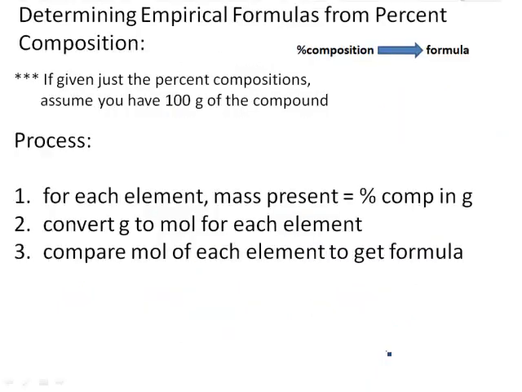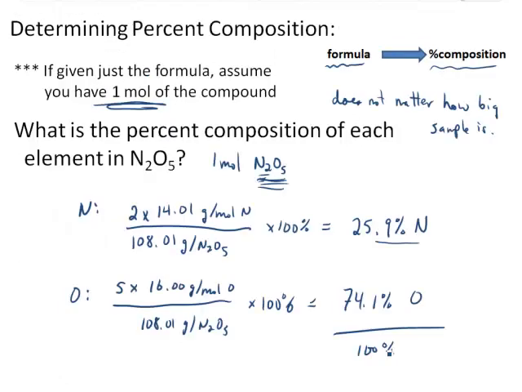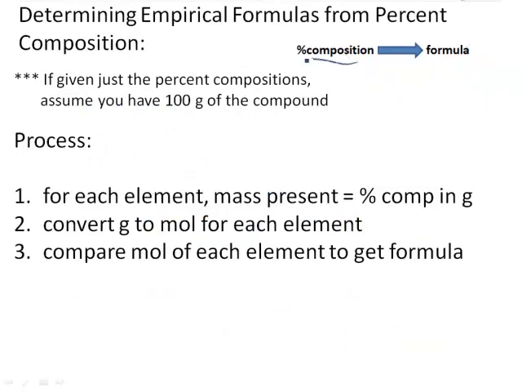Okay, now what we're going to do is go in the opposite direction. In the one we just did, you took the formula and determined percent composition. Now we're going to take the percent composition and determine the formula. In this case, it's easiest not to assume you have a mole, because you don't know what a mole is, because you don't know the formula. So that doesn't make much sense. Instead, you assume you have 100 grams, and we'll see right now why that matters.